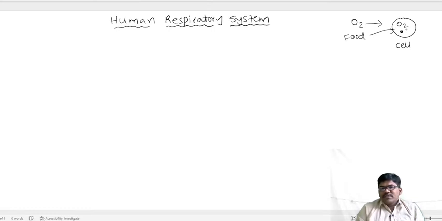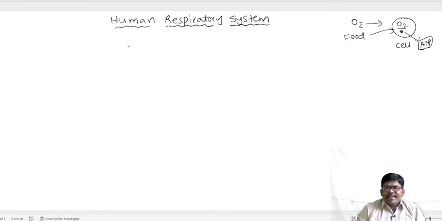The digested food which is present in the cell can produce ATP by oxidation. Here oxygen helps in the breakdown of food molecules for the production of ATP. Based on that, we can say that oxygen and food both are very important for the production of energy in the form of ATP. Hence, the human respiratory system is used for the intake of oxygen. That oxygen is used for the production of energy within the cells.